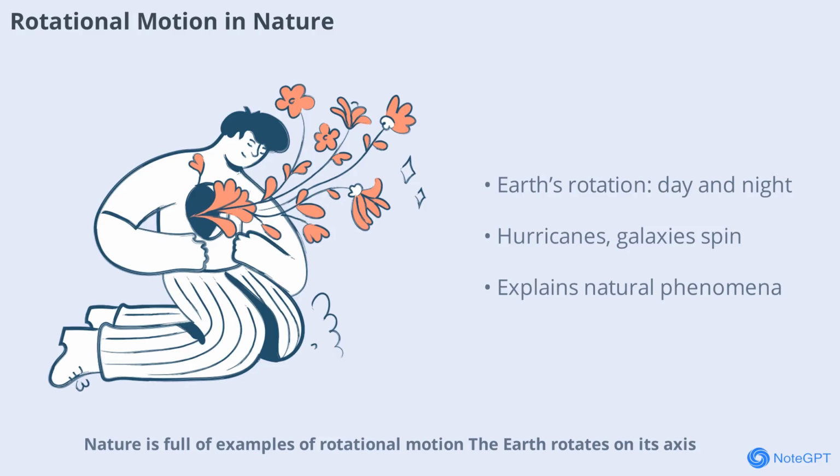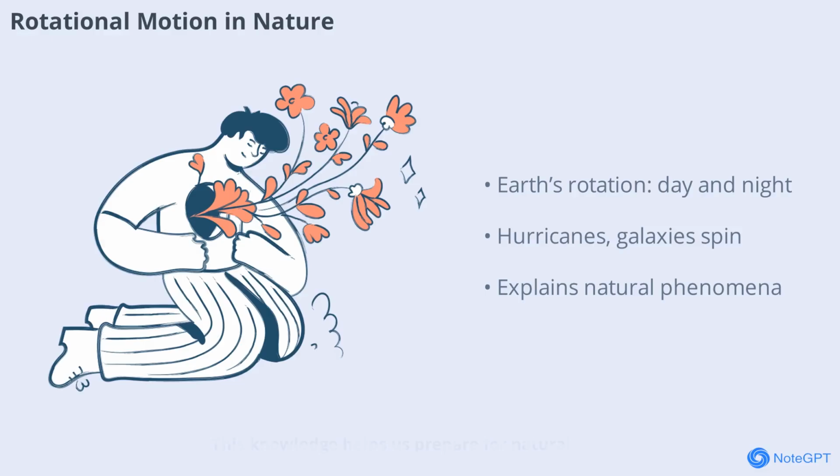Nature is full of examples of rotational motion. The Earth rotates on its axis, causing day and night. Hurricanes spin due to the Coriolis effect. Even galaxies rotate, shaping the structure of the universe. By studying rotational dynamics, scientists can better understand natural phenomena and predict their behavior. This knowledge helps us prepare for natural disasters and explore the mysteries of the cosmos.